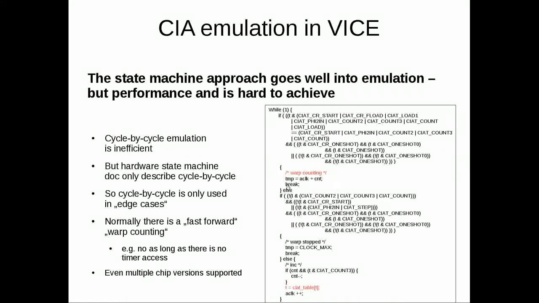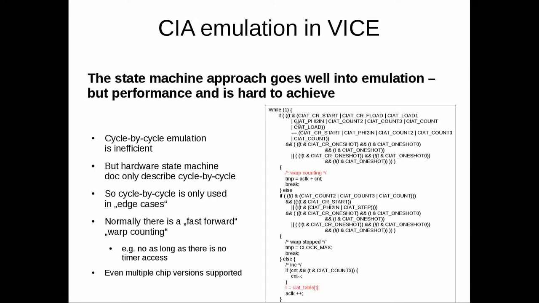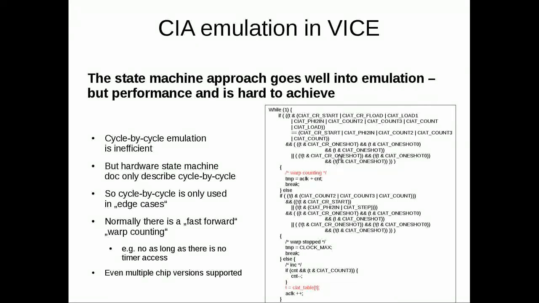The problem is that the condition under which we can do this warp counting is a bit complicated. I don't want to go into detail here, only to say that each of these constant values masks out a bit of the state value that we currently have. So it's a really rather complicated condition on the actual timer state in which we're allowed to do warp counting or fast forward counting.